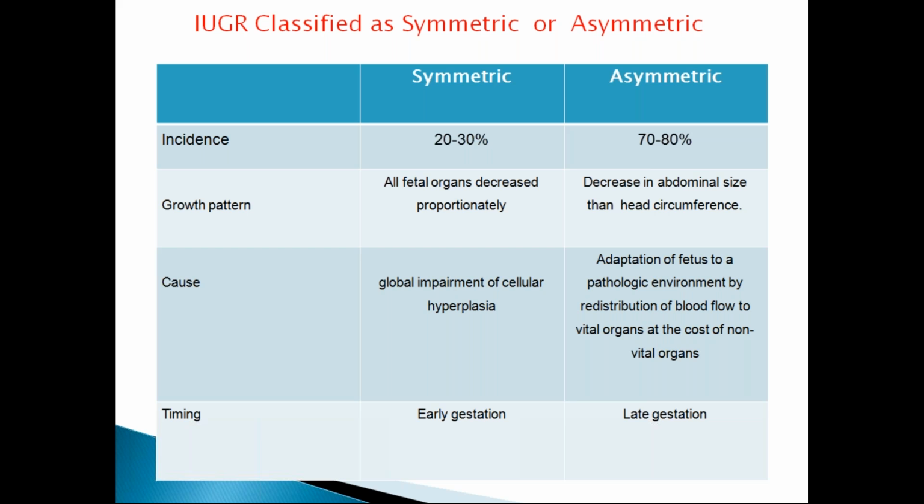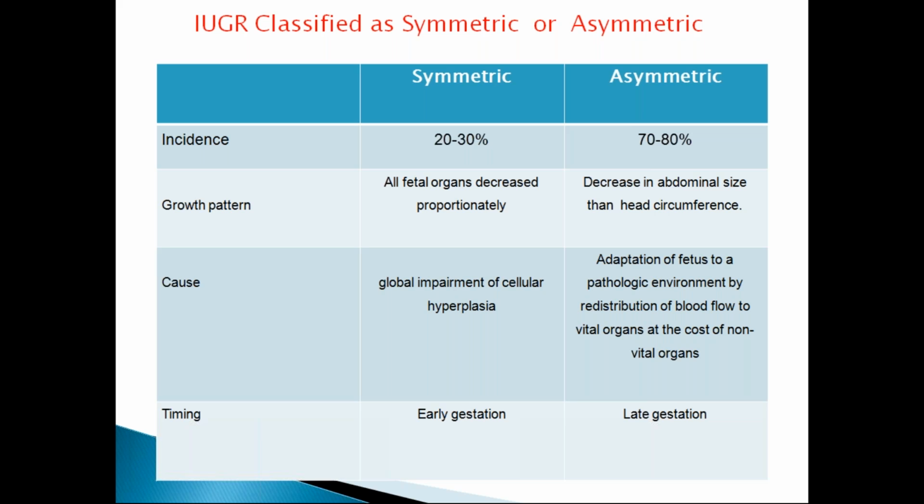But asymmetrical is where the growth is asymmetrical, head circumference bigger than abdominal circumference. This is pathological. Symmetric may be due to small stature, genetic factors. Asymmetric is mostly due to placental causes, diabetes, hypertension. Here the liver size is relatively small.